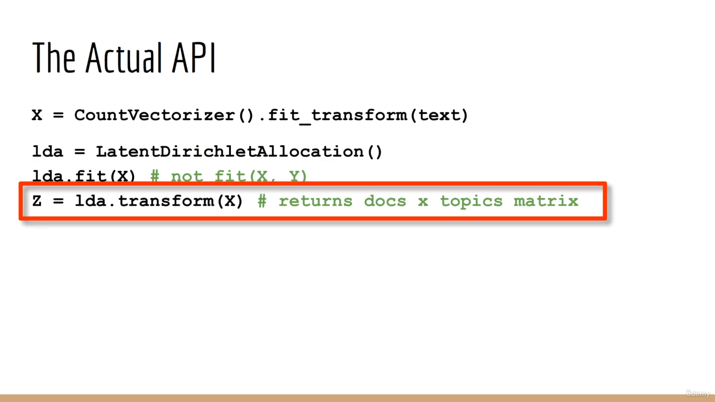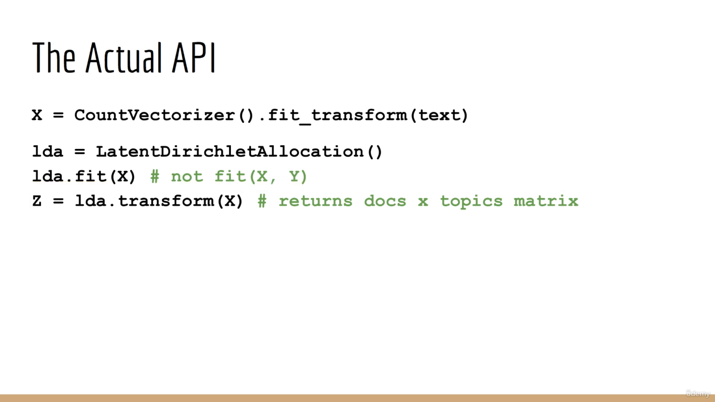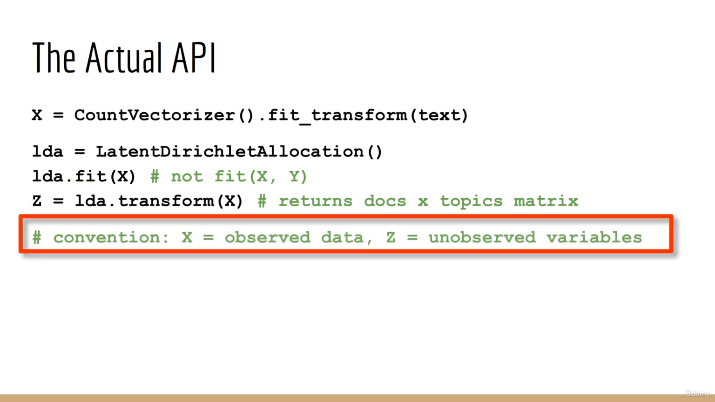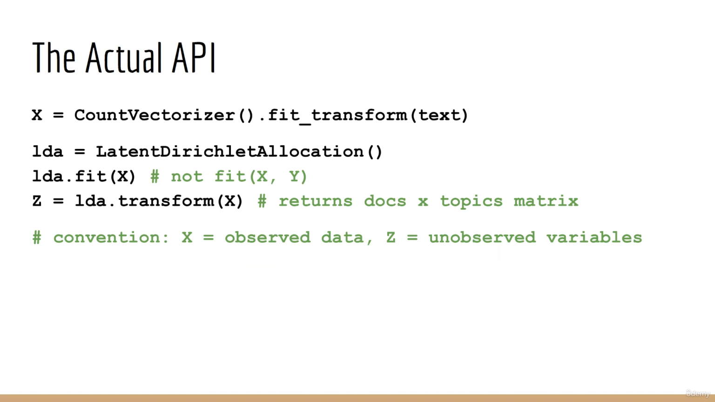Now, the next thing we do is call the transform method, which gives us back a new matrix called Z. Z represents our documents by topics matrix. Just like with X, Z is a common letter we use in machine learning to denote a specific thing. In particular, whereas X represents data we observed, Z represents data we did not observe. If you study machine learning further, you'll see these referred to as latent variables or hidden variables.